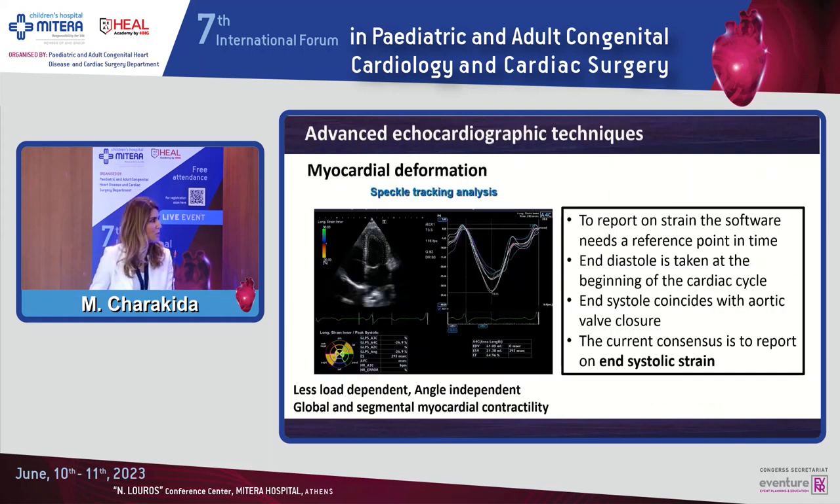If we want to report on the strain, the software needs a reference point in time. Usually we pick the end diastole at the beginning of the cardiac cycle. We refer to the end diastole using the ECG and the R wave of the ECG. If we don't have one, we have to select a frame just before the closure of the mitral valve. Then we have end systole, which coincides with aortic valve closure, and the current consensus is to report on the end systolic strain. Now, the technique is felt to be angle independent and less load dependent than other conventional techniques.